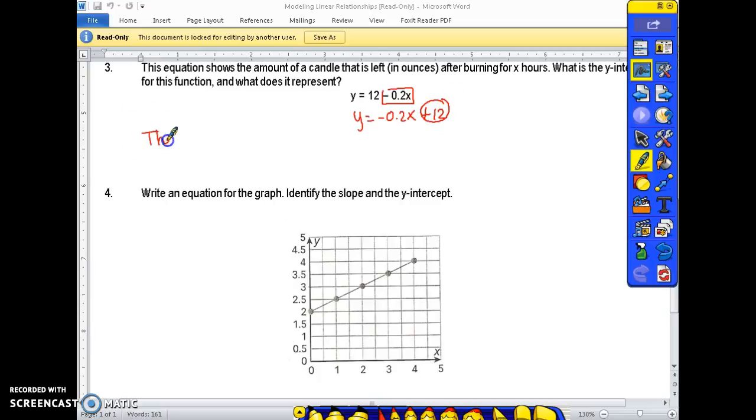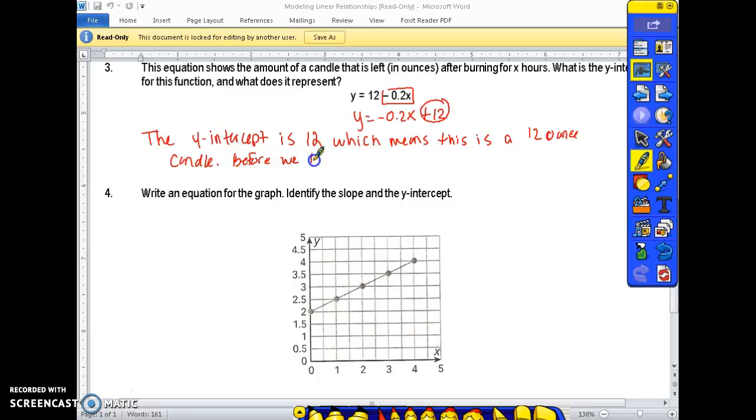So the y-intercept is 12, which means this is a 12-ounce candle. Before we burn, before we even light the candle, there's 12 ounces in the candle.